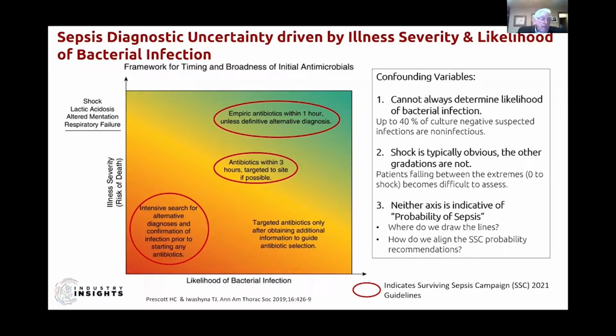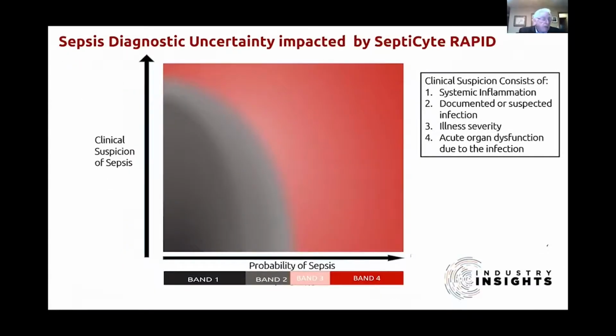Shock is typically obvious, but other patients falling on the illness severity scale are difficult to assess, and neither axis in this presentation is indicative of the probability of sepsis. Thus, it is difficult to align the Surviving Sepsis Campaign probability recommendations with the appropriate therapeutic intervention. Next.